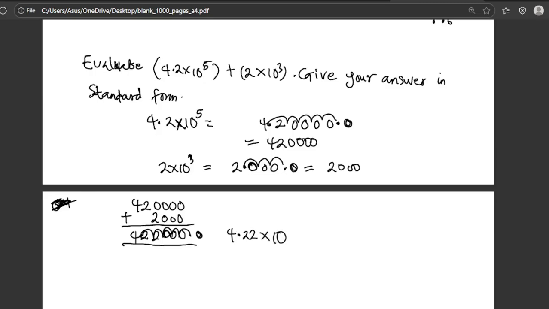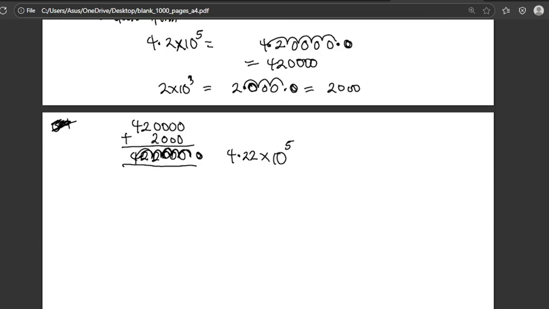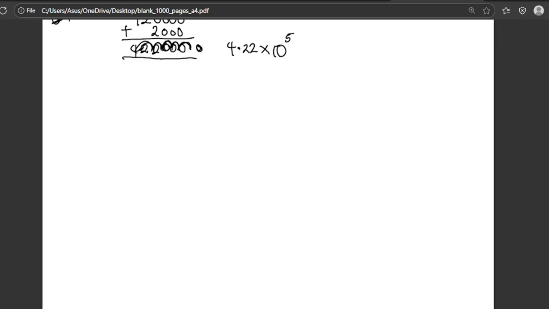What will be the power? How many times do we move the decimal point? 1, 2, 3, 4, 5. So times 10 to the power 5. That's the answer in standard form. With this, you need to add the two numbers, and then we get our answer in standard form. As simple as that. We have a similar question.